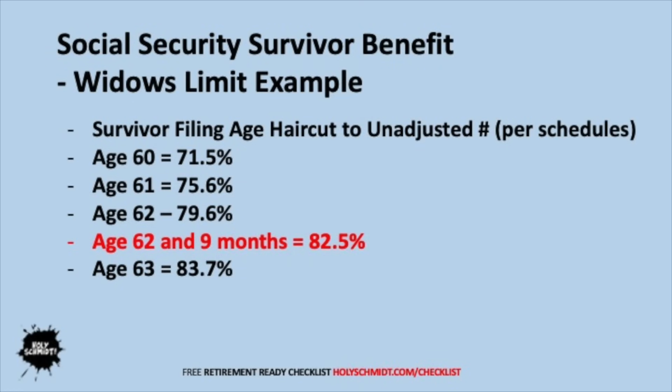Because the widow's limit is set at 82.5% of the primary insurance amount, and at age 62 and 9 months they hit 82.5% of the primary insurance amount, they don't get another penny by waiting past age 62 and 9 months. So let me give you an example really to drive this home. This one actually is something that people have a hard time getting their mind around.